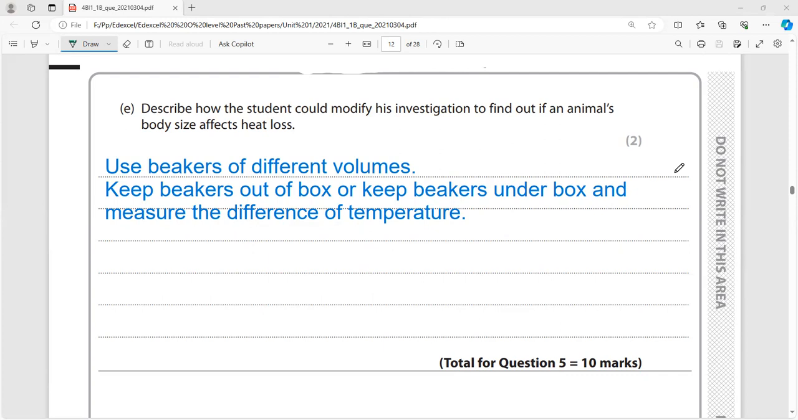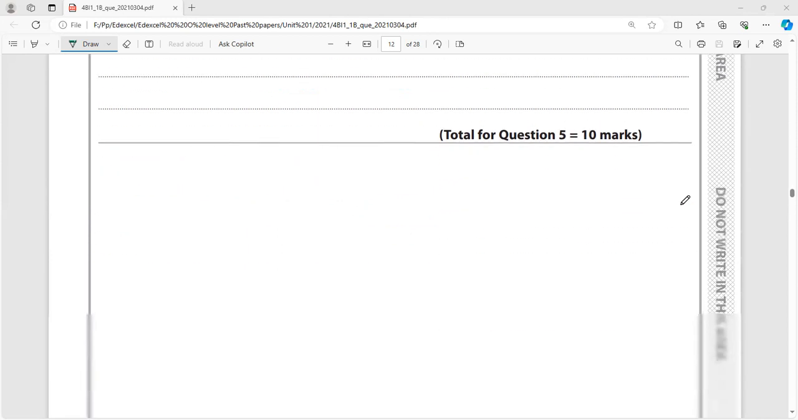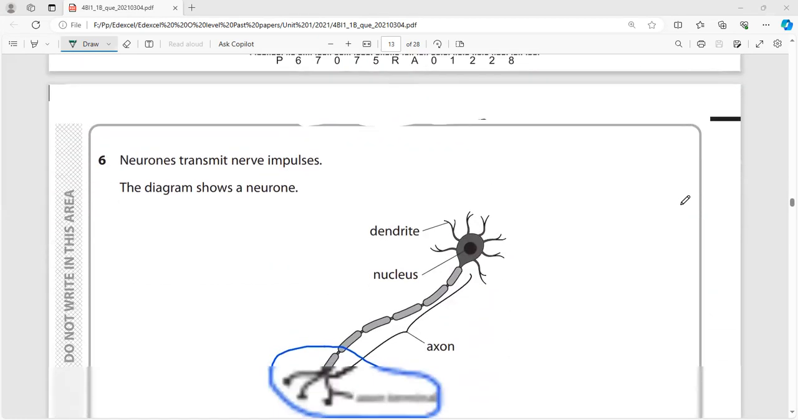If you want to investigate animal body size, we're going to take one small beaker and one large beaker, and put one inside the box and one outside the box, and measure which loses more temperature. So that's the modification of the experiment. We're going to proceed to the next part.